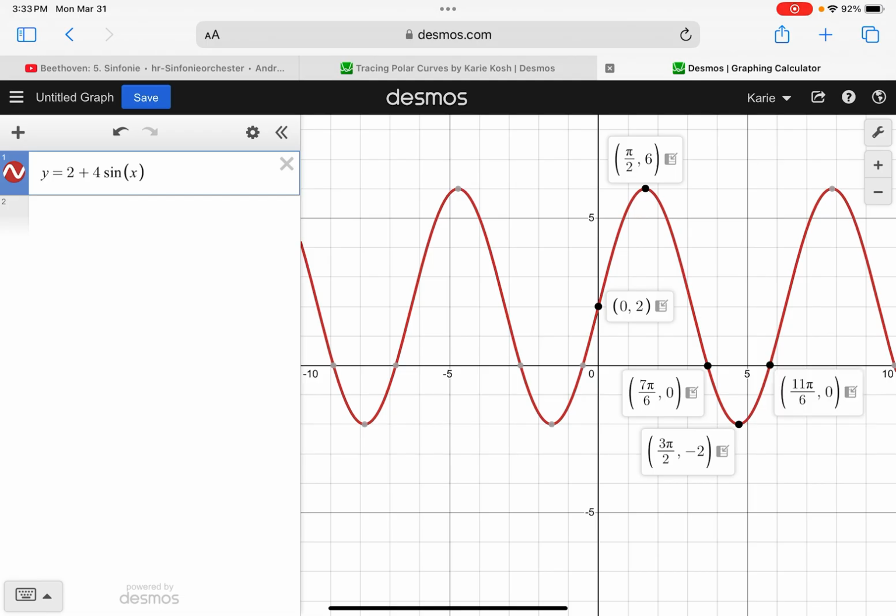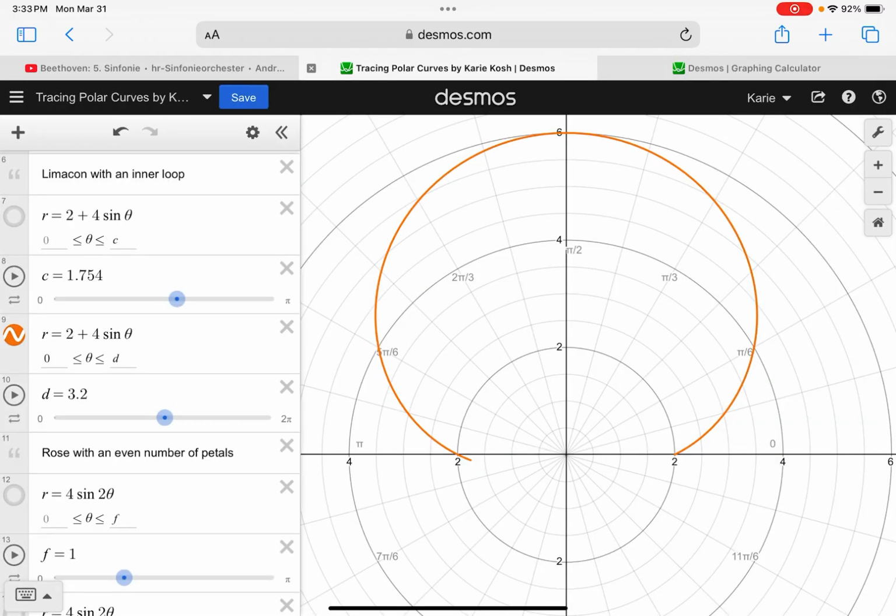Okay, so from 7 pi over 6 to 3 pi over 2, we have negative values. So we're tracing this out. 7 pi over 6 is where we hit 0 right about here. And then from 7 pi over 6 to 3 pi over 2 about here, we should be in quadrant 3.